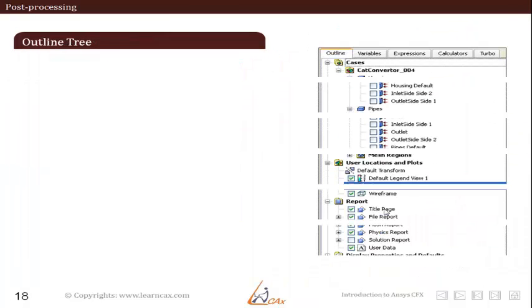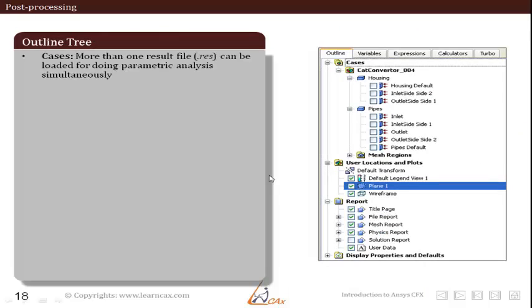So now one by one we will see each section in detail. Let us now see the first section, which is cases. Here we can import one or more results files, that is the .res file. So this is where the current results file is opened. This can be loaded for doing parametric analysis simultaneously. So there will be a number of results files that are opened simultaneously over here.